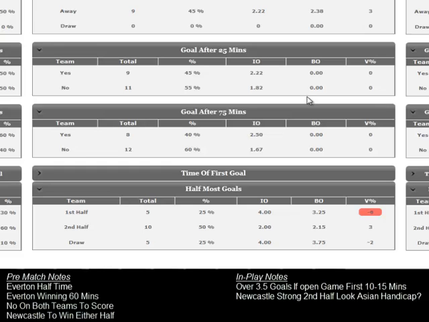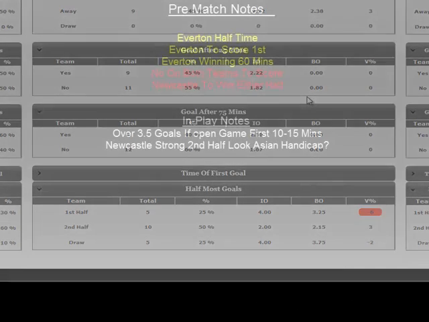Goal after 75 minutes, again, it's quite strong actually, 60% for a goal after 75 minutes. There would probably be a wee bit of value there, but obviously we'll overlook that for now. And that's about it. There's nothing else really to mention.